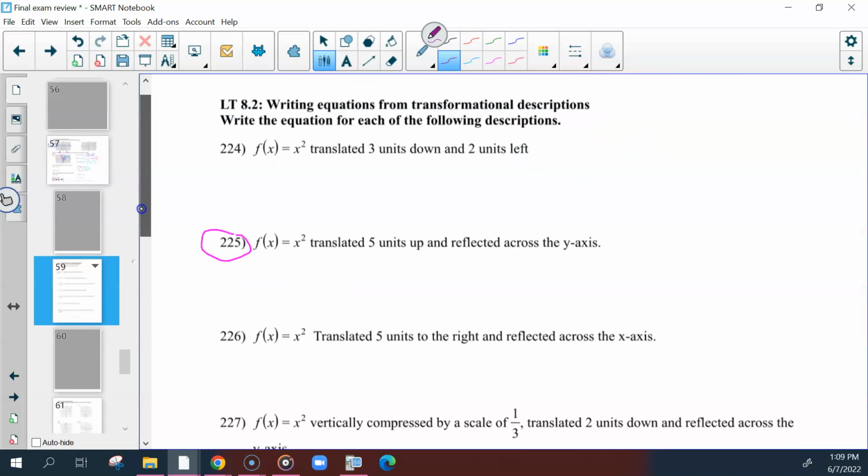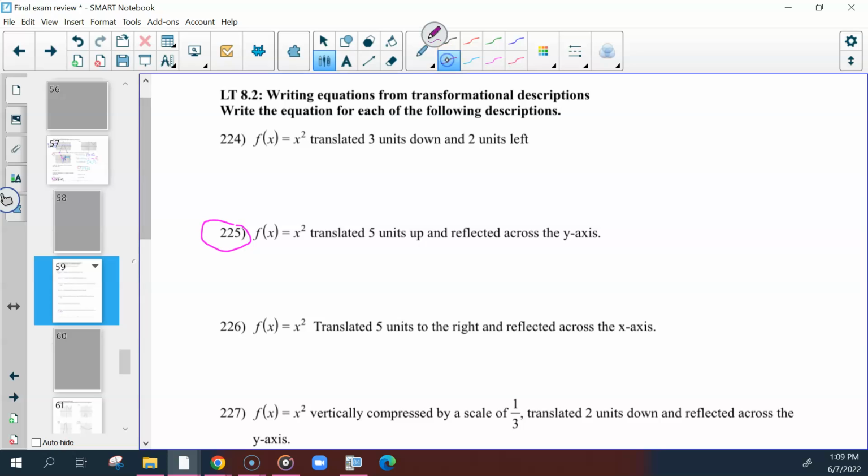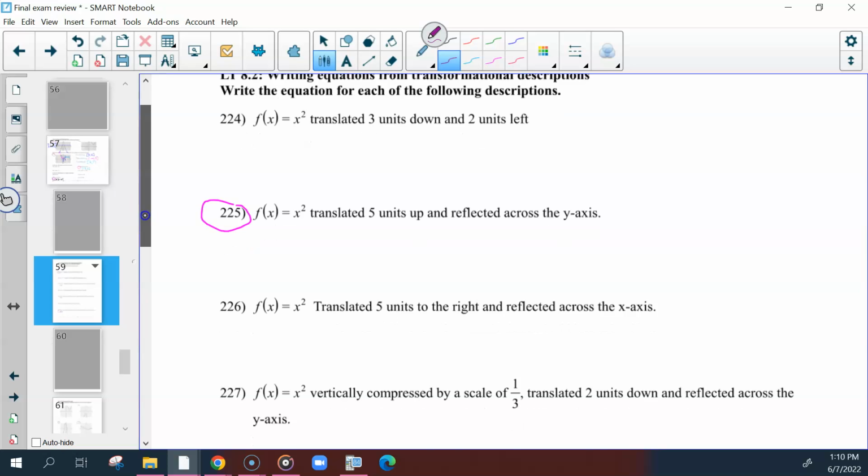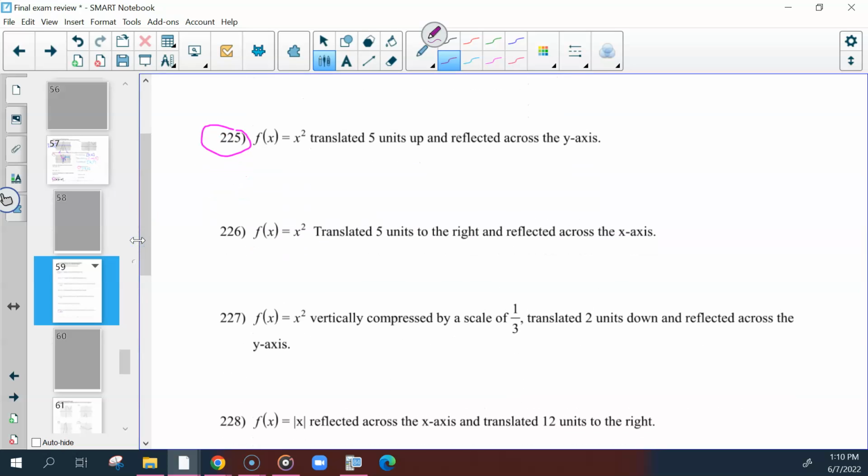On the next page, 8.2, you are writing equations from transformation descriptions. So starting at 225, we have this function, our quadratic. It's translated 5 units up. Up is a vertical thing. Anything vertical is outside. Or will be outside. And if this was outside, we would do exactly what it says, and this would be +5.